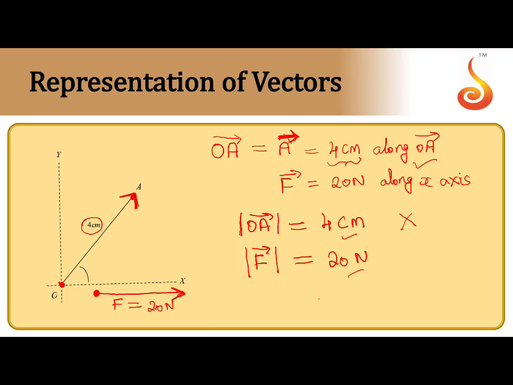Suppose your 20 Newton was like this, and in the next case, the force was in the opposite direction. This is taken positive, this is taken negative. Now, when you write the modulus symbol, you will not write the negative sign also, because for a vector, the negative sign indicates only the direction.